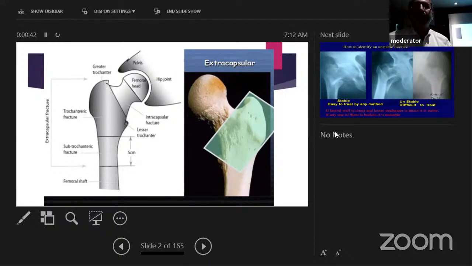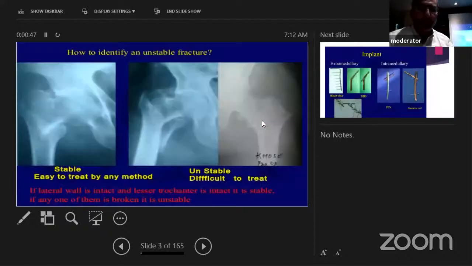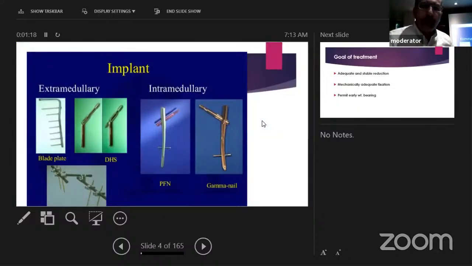When we talk of fracture, essentially, we are talking about the intertrochanteric fracture. We have to classify whether it is a stable or unstable fracture. When the lateral wall is intact and lesser trochanter is intact, that means it's stable and can be treated by any method. But when the lesser trochanter is off and the lateral wall is not intact, this is called an unstable fracture. And again, there's a question whether we need a DHS here or we can treat it with a nail. So we've got a variety of implants, but the main debate is between the nail and DHS.